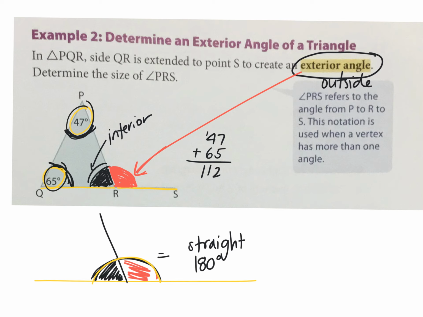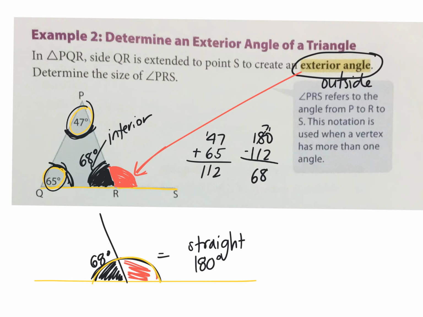To find the third angle, what would I have to do? This angle here. Subtract it from 180, right? We just did this. Three angles in a triangle add up to 180. So what is the missing angle? 68 degrees. Does that make sense? We know the three angles in a triangle add up to 180, so the missing interior angle is 68 degrees.